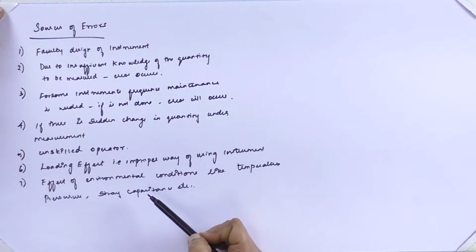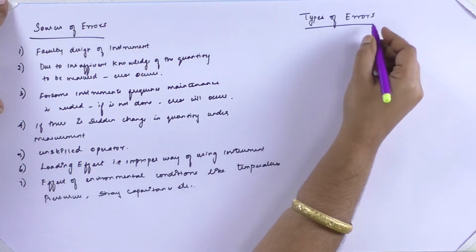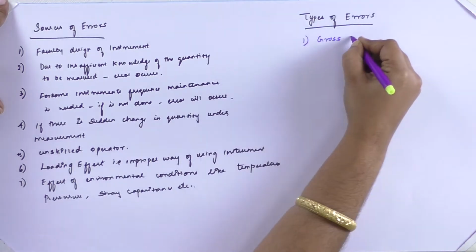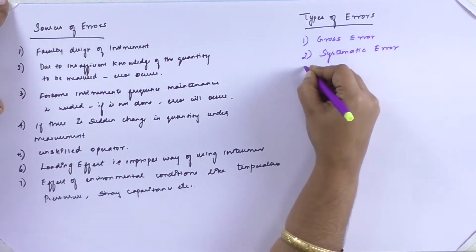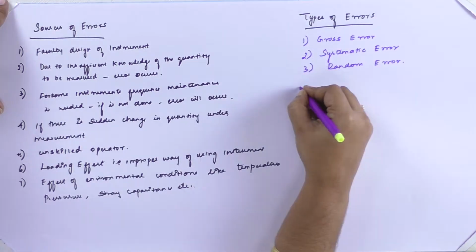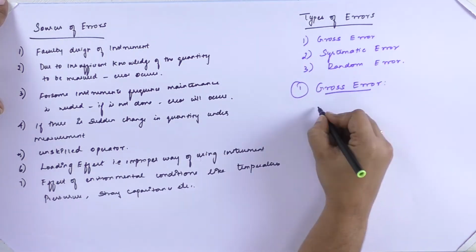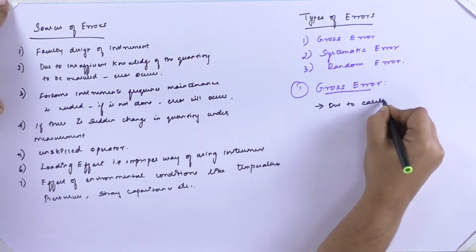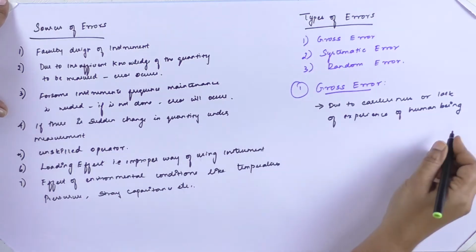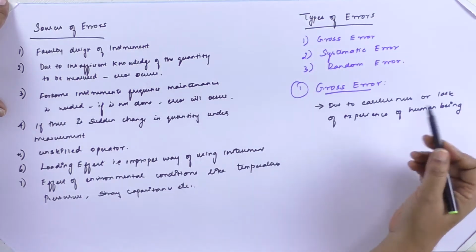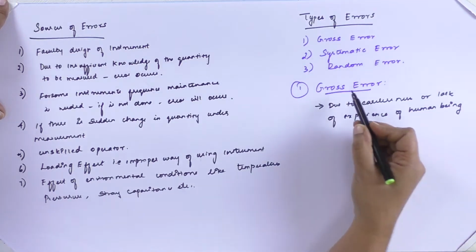Next, we will see what are the types of errors. So, the errors are generally classified into three types. One is gross error, second one systematic error, and third one random error. First, we will see what is gross error. So, the gross error occurs due to carelessness or lack of experience of human being during measurement. Due to carelessness or the lack of experience in taking the readings by a person will cause gross error.